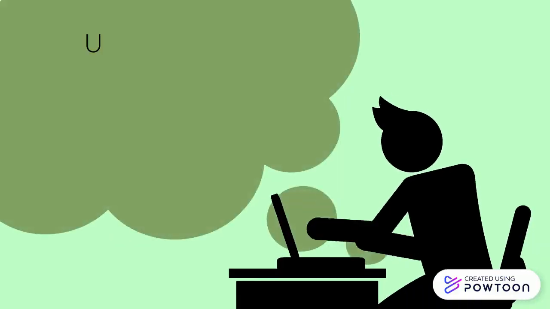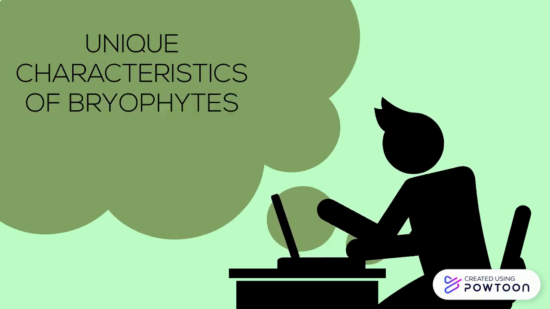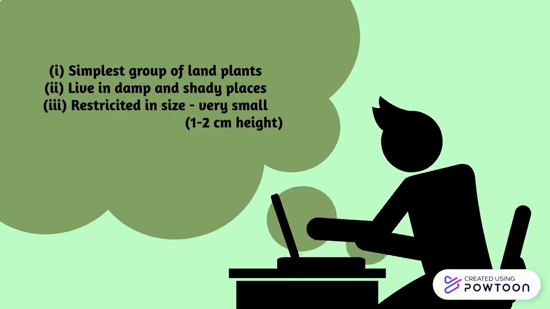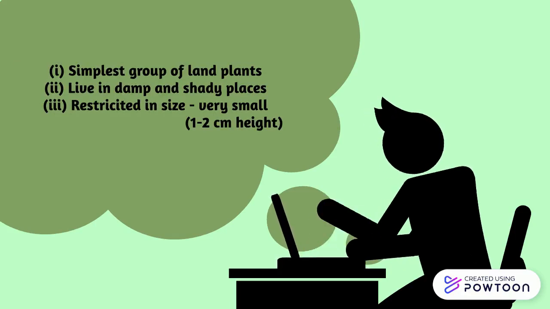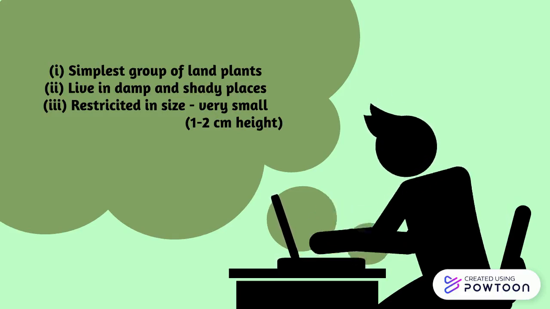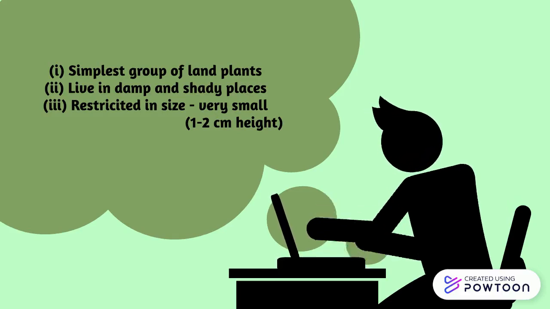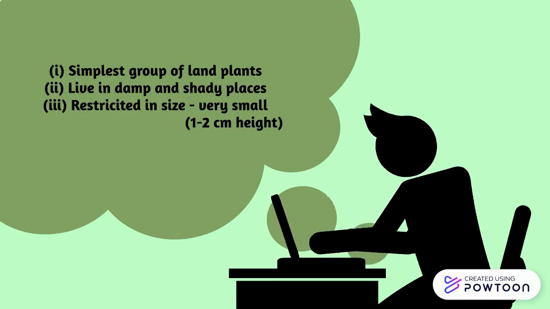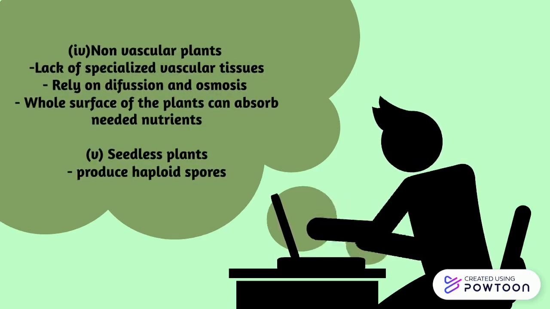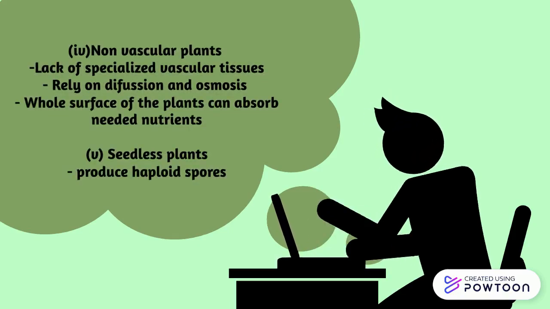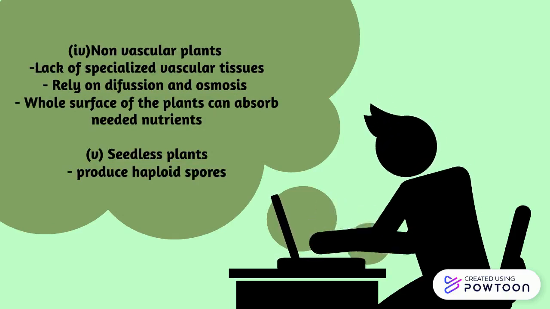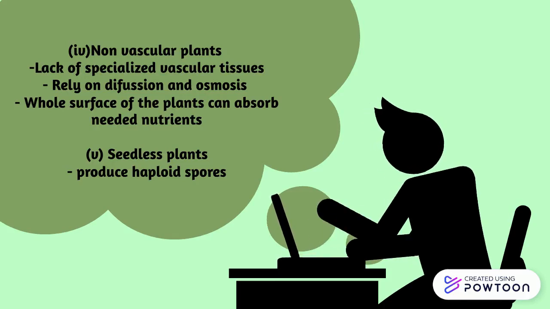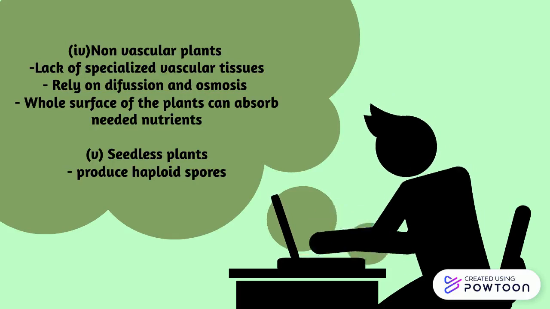Next is the unique characteristic of the bryophyte. As we all know, bryophyte is the simplest group of land plant. Bryophytes live in damp and shady places. They are restricted in size, which is very small, 1 to 2 cm in height, to make sure that all cells obtain enough nutrients. Bryophyte is a non-vascular plant, which lacks specialized vascular tissue, so it relies on diffusion and also osmosis. When it relies on diffusion and osmosis, the whole surface of the plant can absorb needed nutrients.